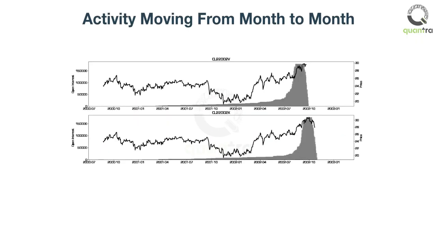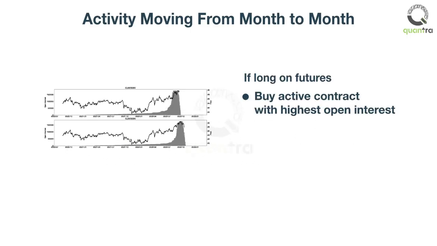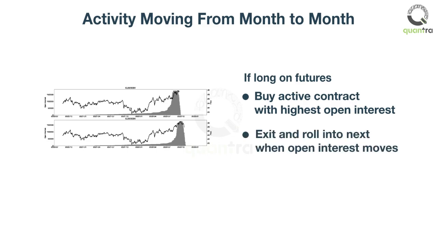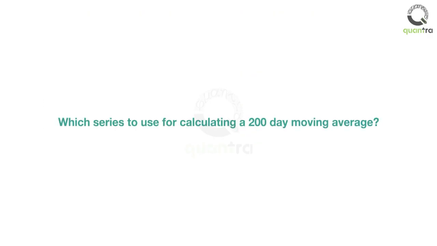In the previous video unit, you saw that if you want to stay long gold, for instance, you would buy the most active contract. That is the one with the highest open interest. And then exit your position and roll into the next contract when the open interest moves. But if you would now like to calculate a 200-day moving average, which of these series would you use?